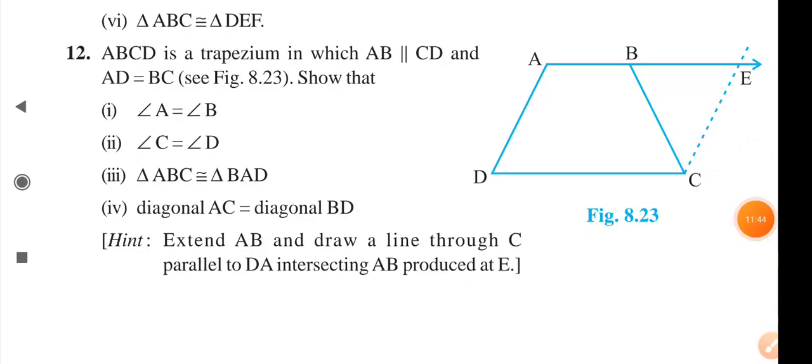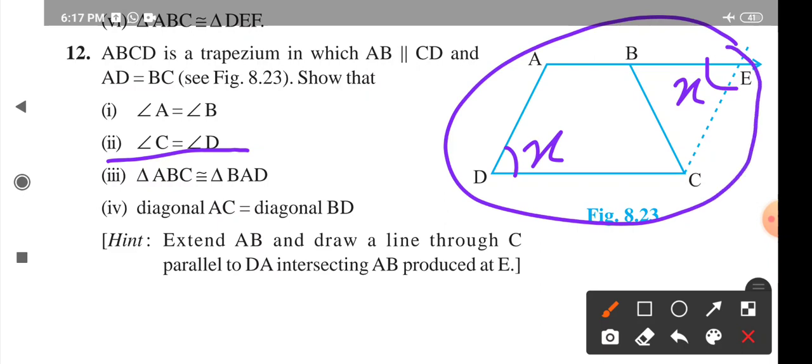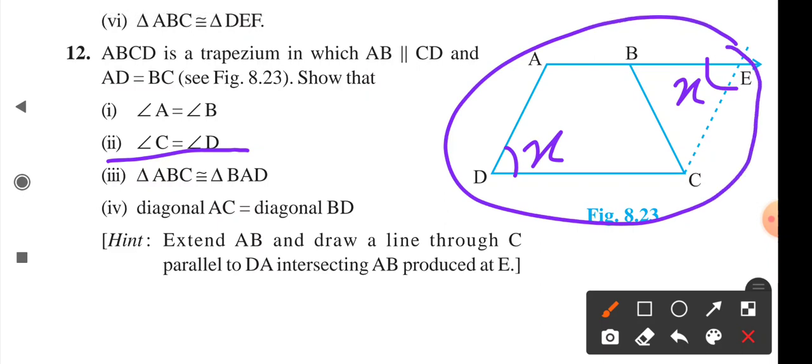Now moving to the next part, to show angle C is equal to angle D, you know earlier that we have assumed angle E as x. So if you see carefully, angle D will also be x. Why? Because the opposite angles of a parallelogram are equal. That means both the angles will be x. So angle D is equal to x.